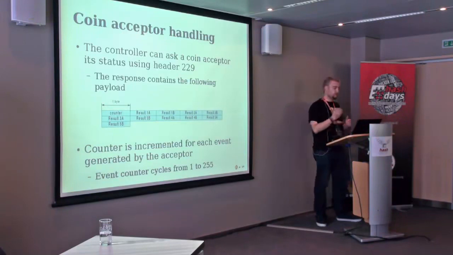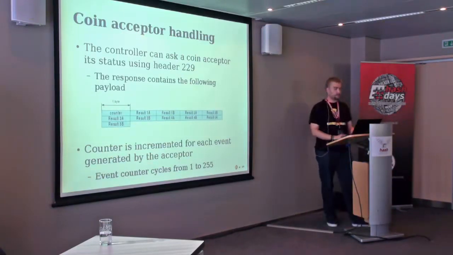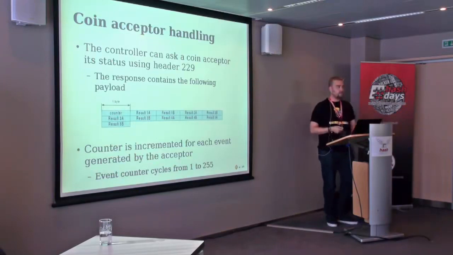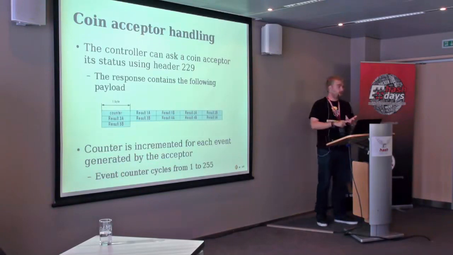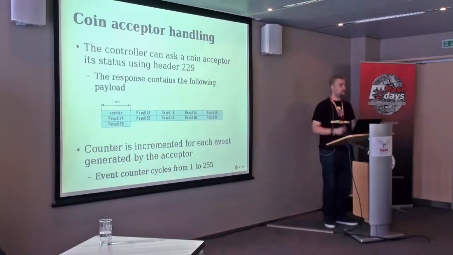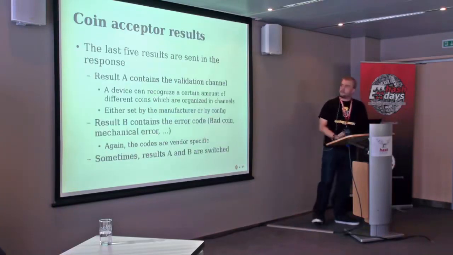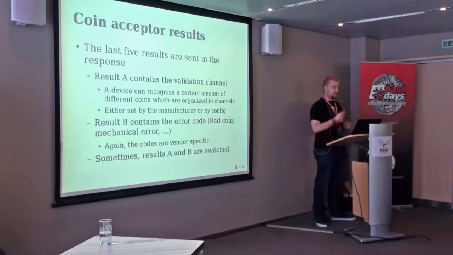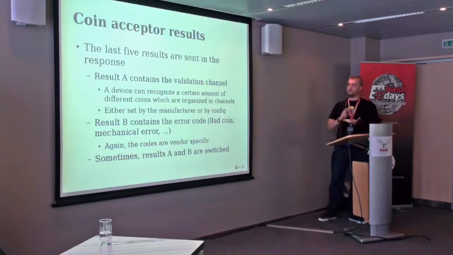This counter is incremented by each event that is made on the coin acceptor. So each time you put a coin in it, even if it's a wrong coin, a false coin, a good coin, or if there's a problem, there will be a new event generated and the counter will be incremented. The last 5 results are encoded in 2 bytes. Normally, in the first byte, there's the validation channel.